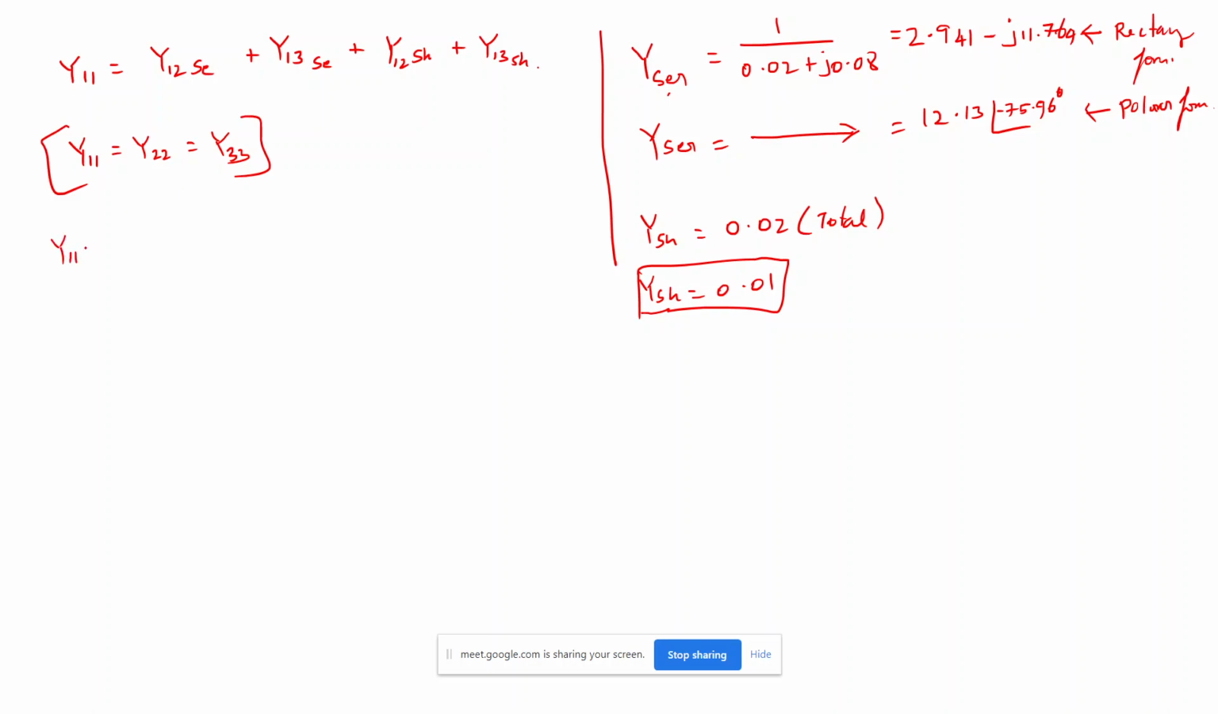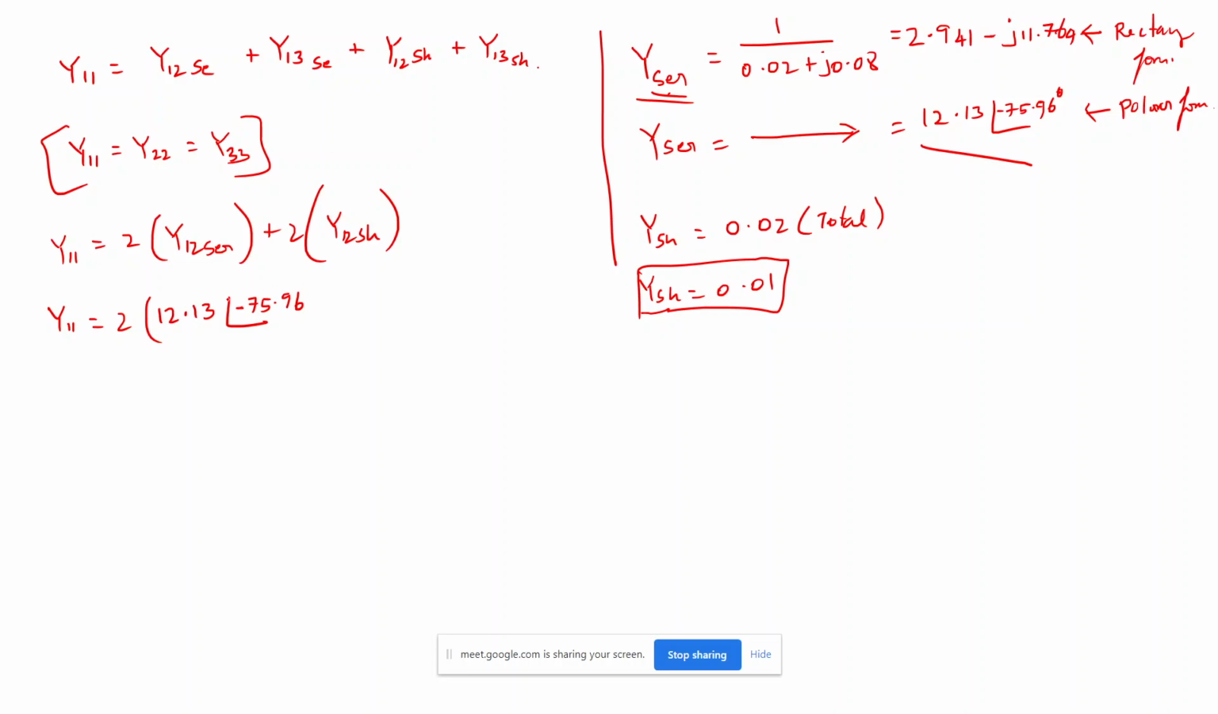If that is the case, what will be your y11 value? Y11 is nothing but 2 of y12 series plus 2 into y12 shunt, because y12, y21 and y23 are all the same, so we just multiply by 2. So y11 will be 2 into the series value, 12.13 at the angle of minus 75.96.